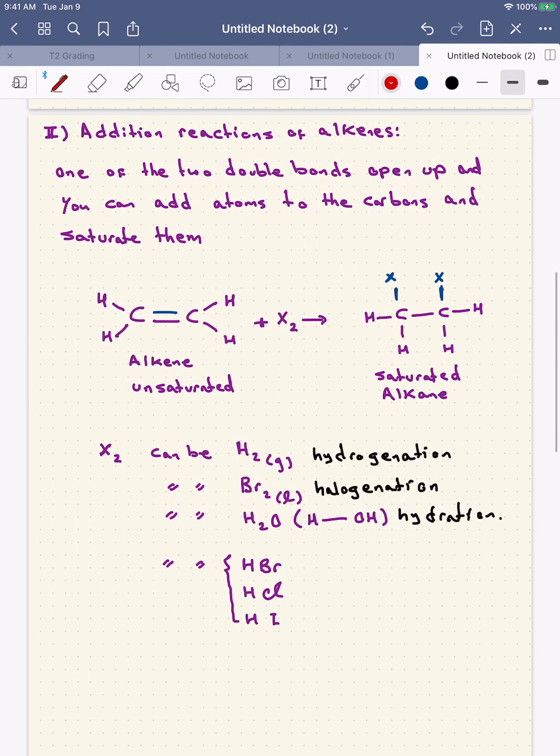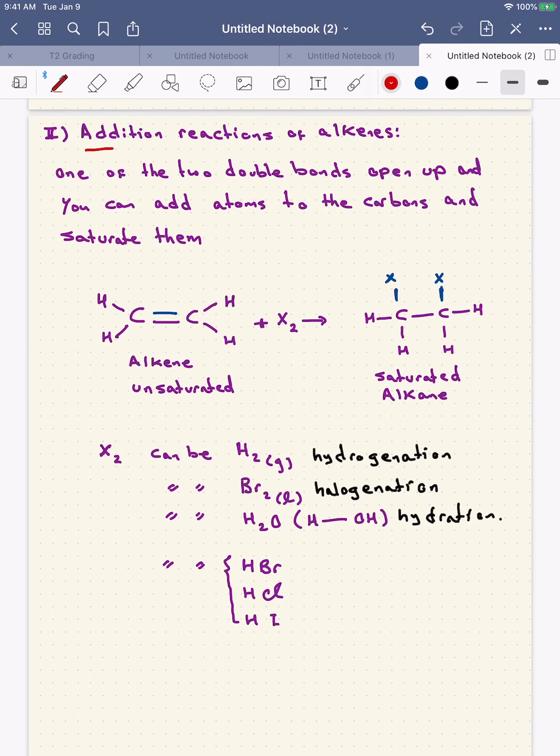The next category of reaction is called addition. What happens is in alkene you have 2 bonds between carbons, and one of these bonds can open up, so 1 electron goes here, 1 electron goes to the other carbon. Then you can add atoms to it. So if you have X2, X and X, one X goes on the first carbon and the other X goes on the second one. Now the alkene, which is unsaturated, becomes a saturated alkane.